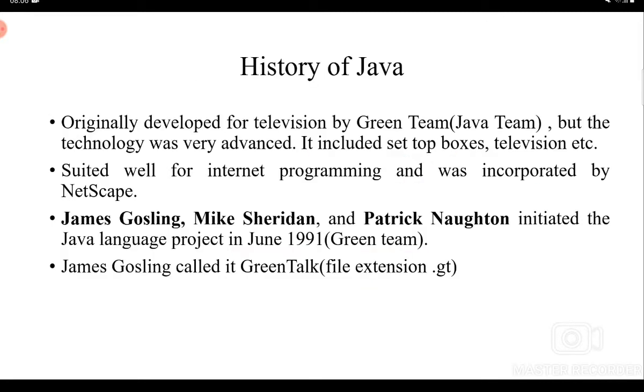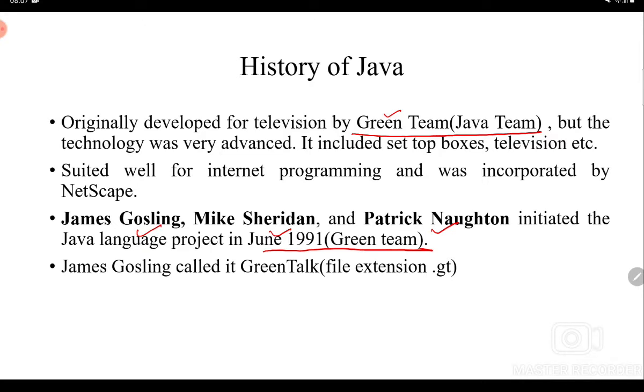Now, talking about history of Java, as already mentioned, it was originally developed for television by the Green team or the Java team. But whatever they developed at that time, it was highly advanced, which was included in set top boxes and televisions, etc. So this green team included people like James Gosling, Mike Sheridan, and Patrick Norton, and they initiated the concept of Java language project in June 1991. Okay, so green team, they initiated this concept.